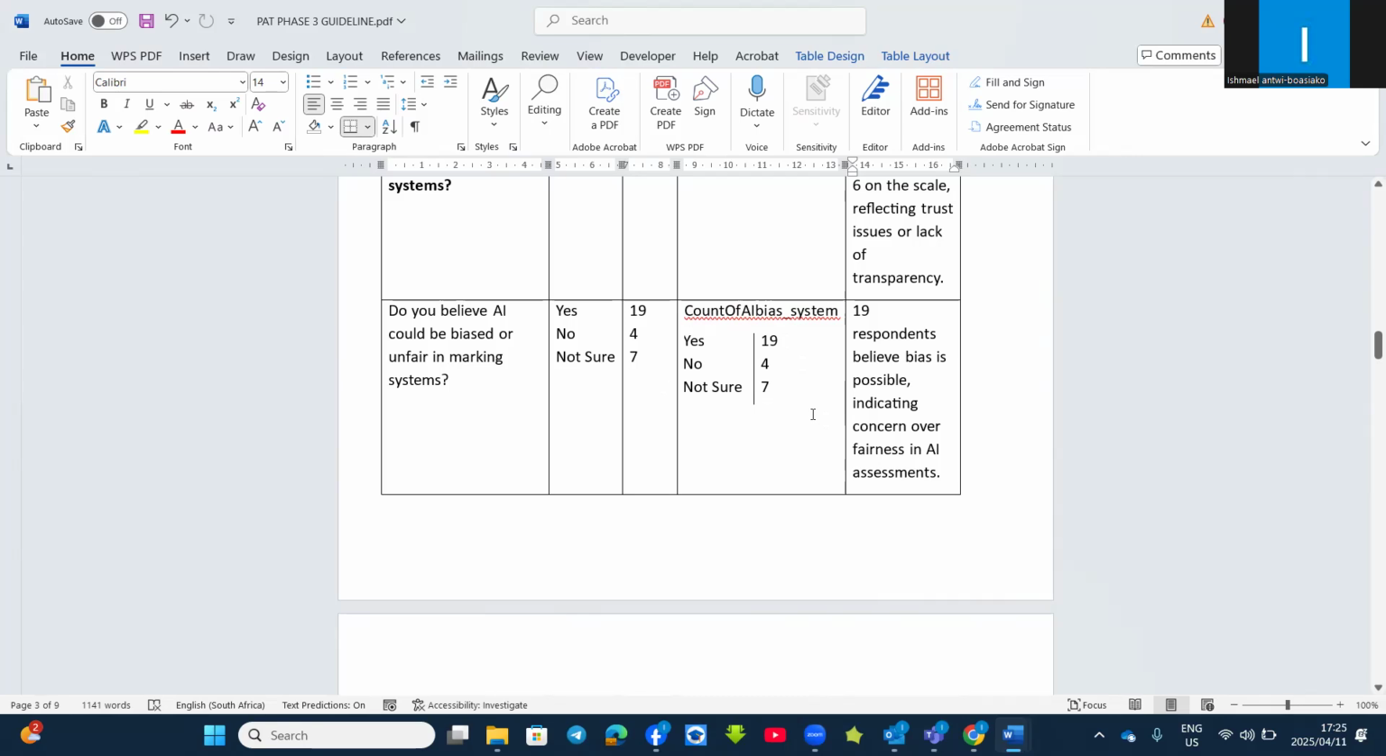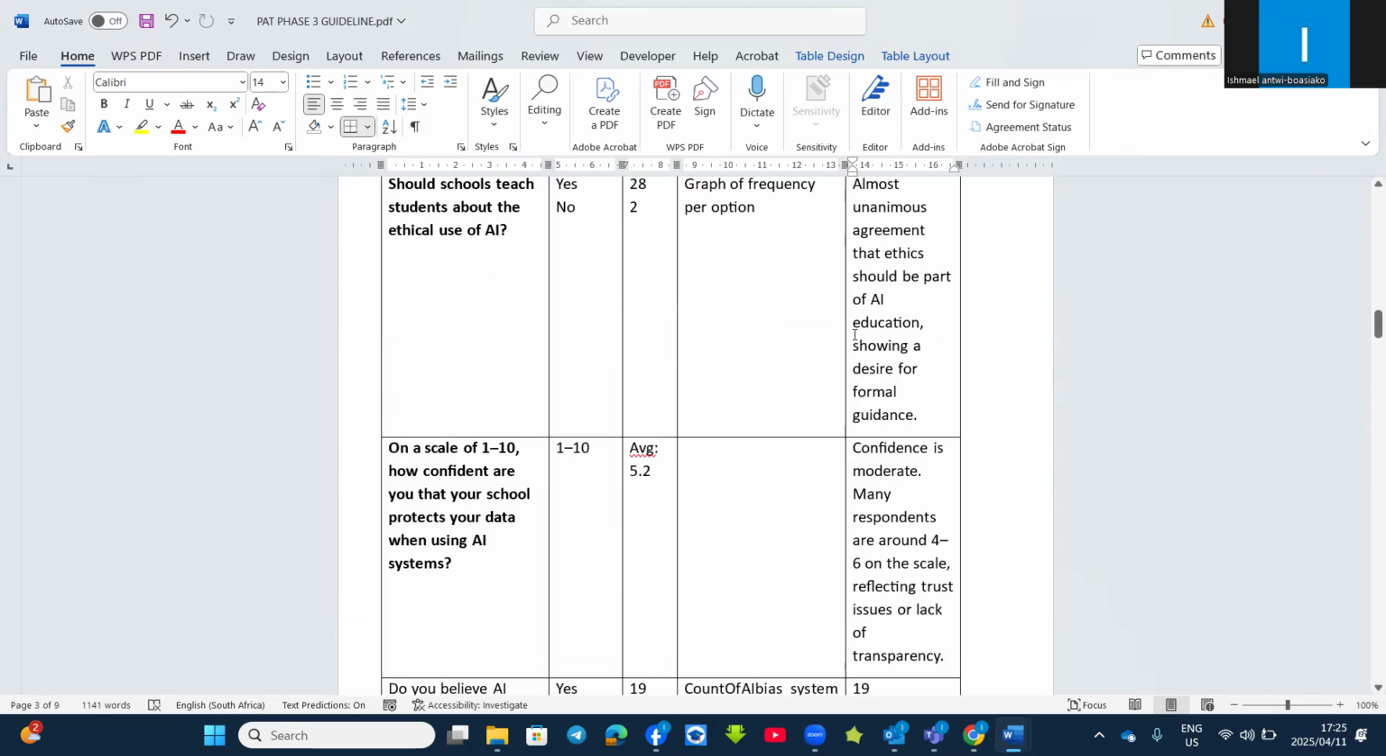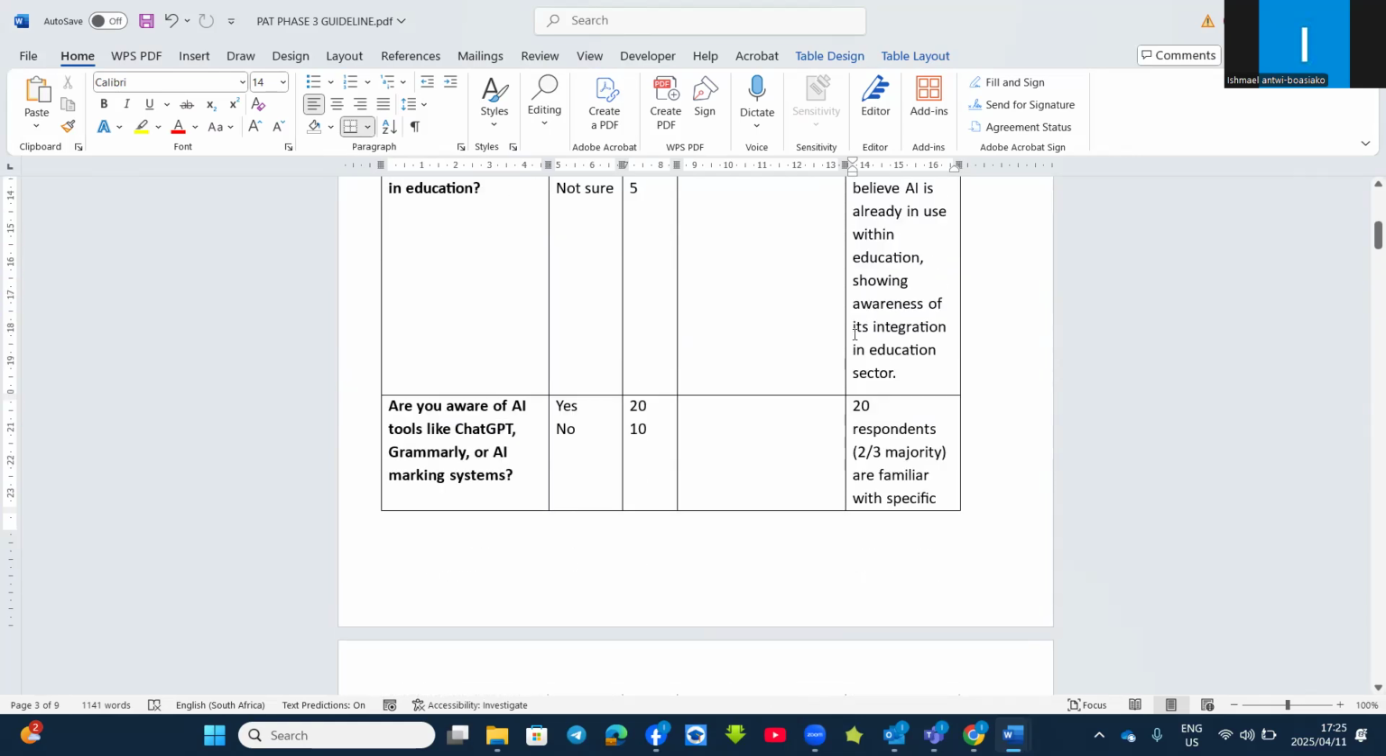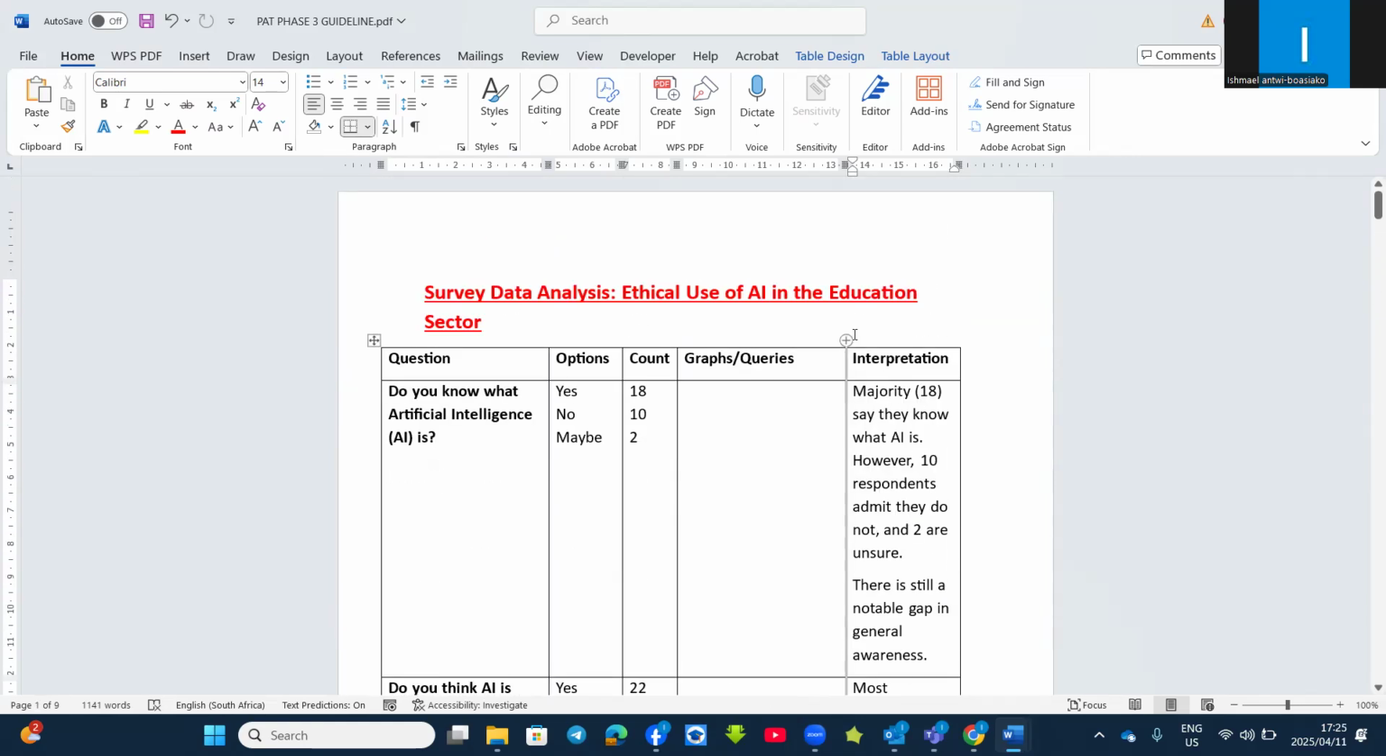So basically, this is what you must do to interpret all your questions. You have to use this to interpret all the questions from your questionnaire and make use of the graphs, make use of the queries as well, and also the COUNTIFs. When you are done, this interpretation will be used for your phase 3. In other words, for phase 3, you will put it under the survey data analysis, because you have done the majority of the work for your phase 3.